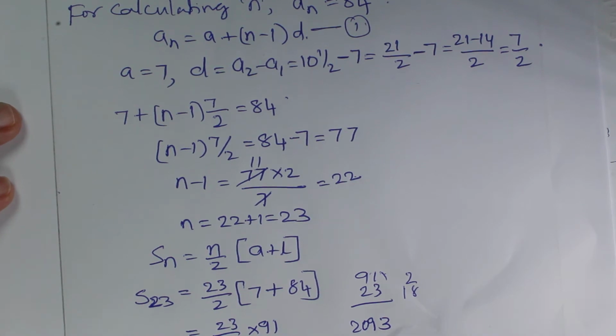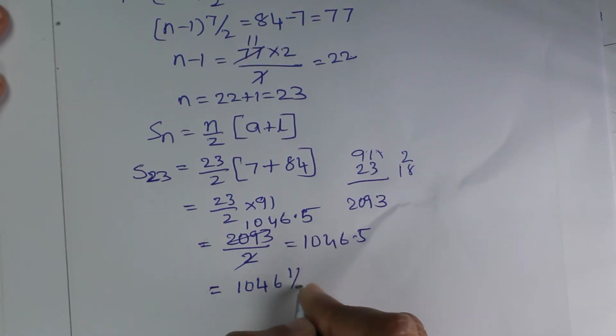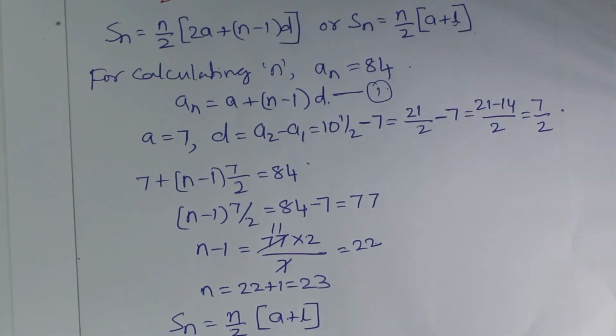That is equal to 2 ones are 2, 0, 2 fours are 8, 2 sixes are 12, 2 fives are 10, 1046.5 or 1046 1 by 2. So this is the solution for the problem. So what is the sum of the first 23 terms in this series? 1046.5. Now let's move to the second question.